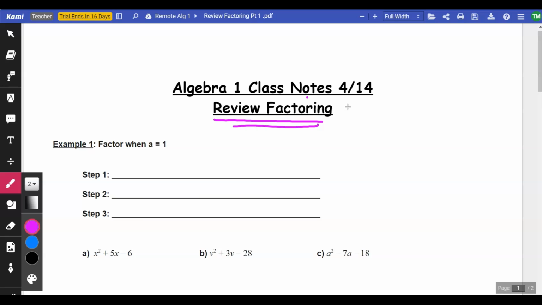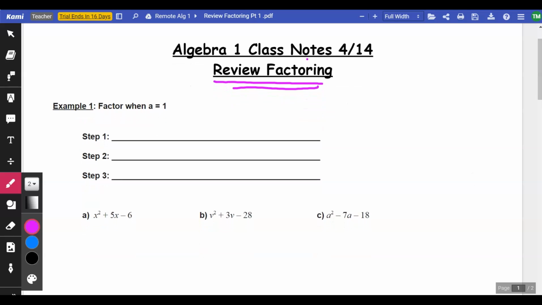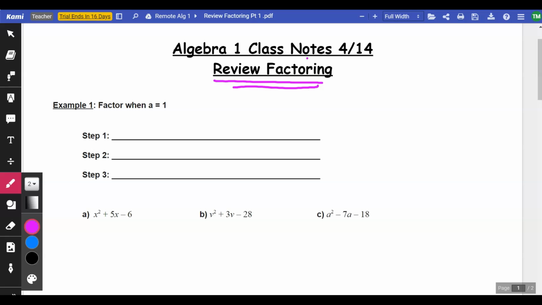So the first thing we're going to do is review factoring when a is equal to 1. So if you recall, when we talk about degree 2 polynomials, we talk about it in the form of ax squared plus bx plus c. So the first thing we need to talk about is factoring when a is 1.